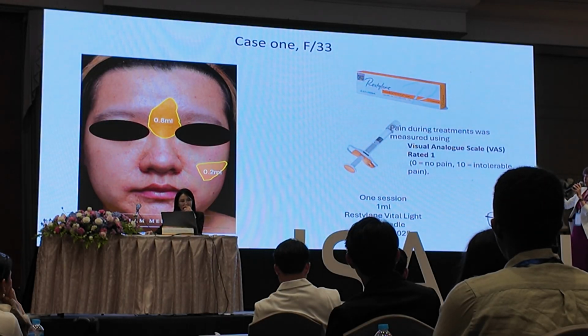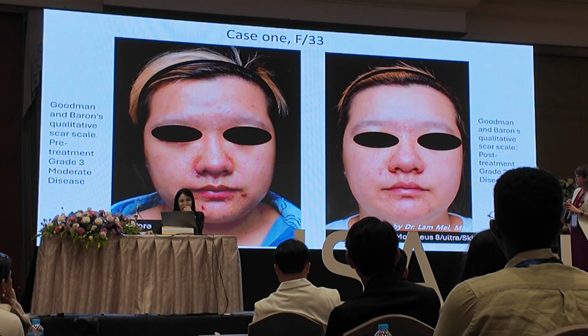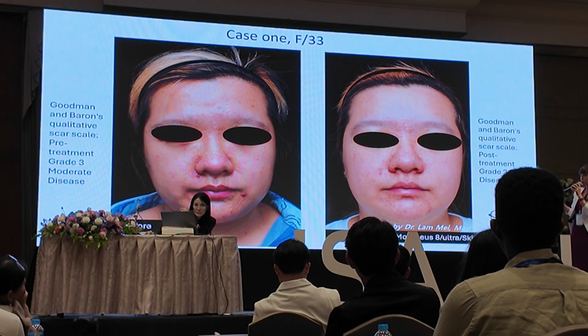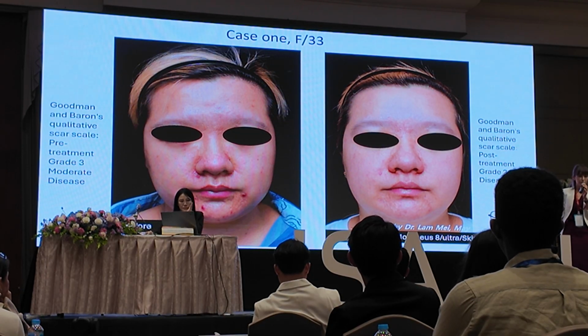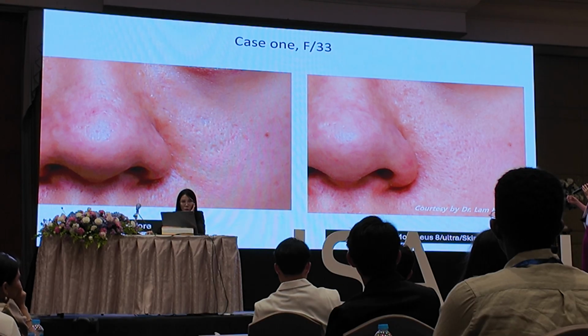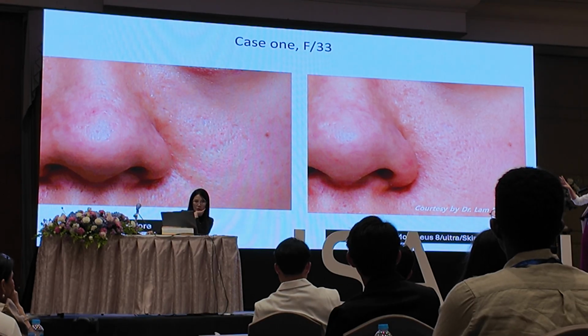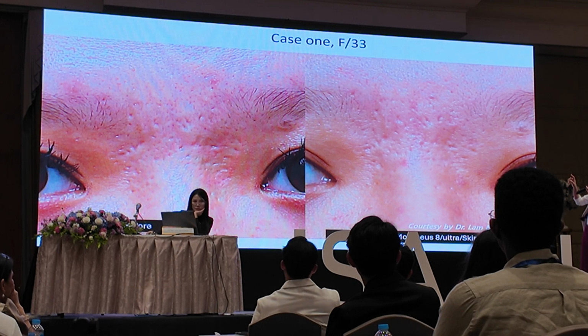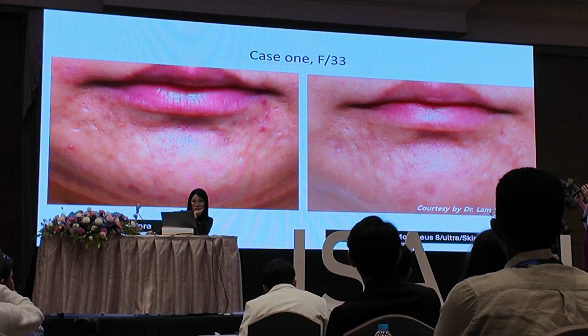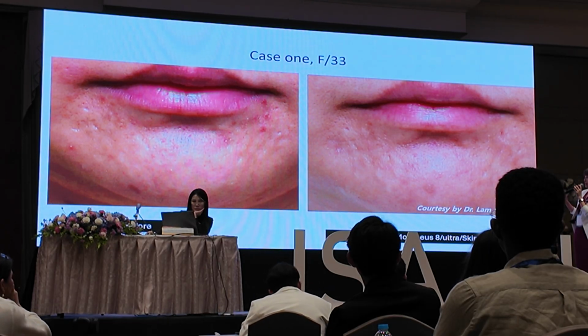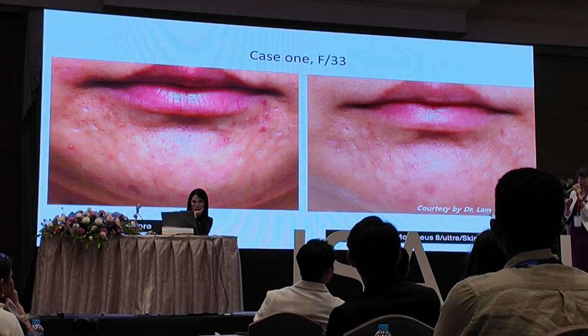And this is a treatment protocol for the HA skin boosters. And before and after. Before the treatment, her grading of the acne scar was moderate disease, which is grade 3. And after the treatment, she already improved to grade 2, which is mild disease. One can appreciate the acne scar on the pores and the glabella and the mid-cheek area. And also the chin, the irregularity and the hypertrophic acne scar is also improved.